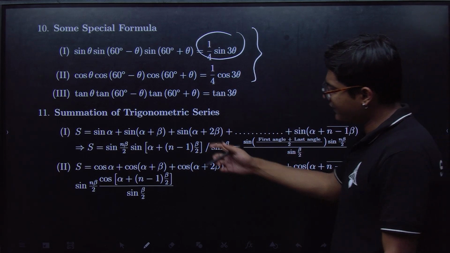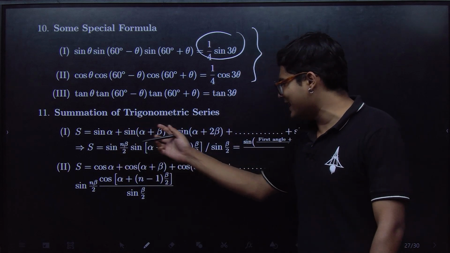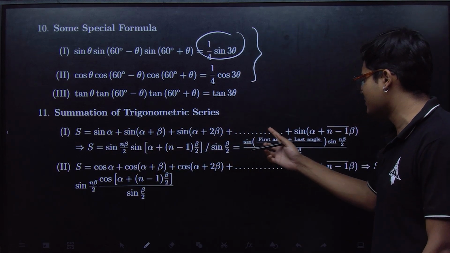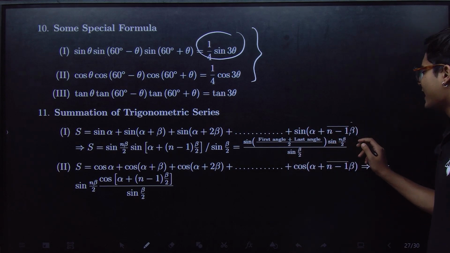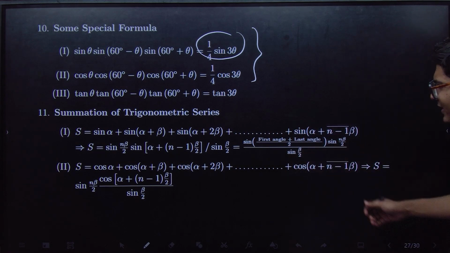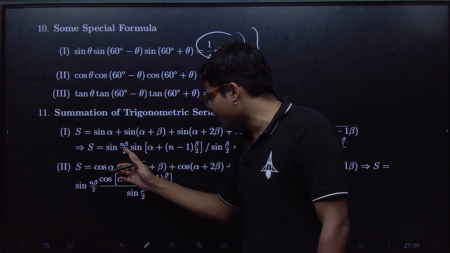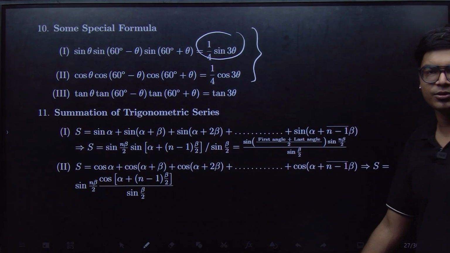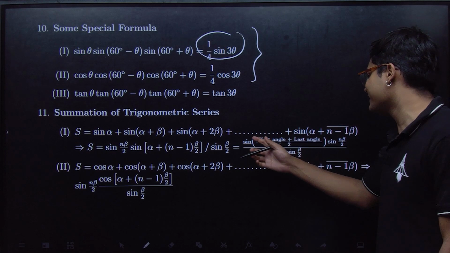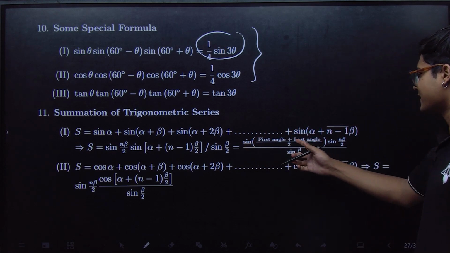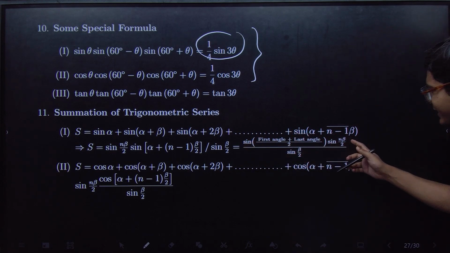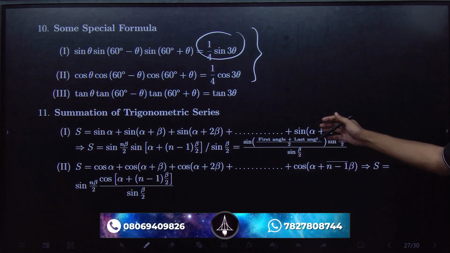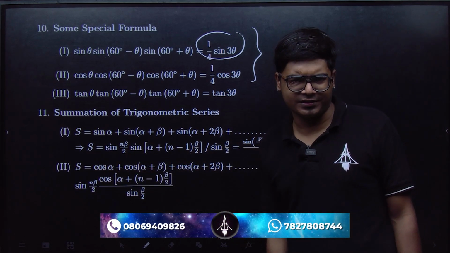Summation of trigonometric series. If you have your arguments, or the angles, in an AP, for example, you have sin alpha plus sin alpha plus beta plus sin alpha plus 2 beta, and so on, all the way till alpha plus n minus 1 times beta, then this sum can be written as sin n beta by 2, sin of alpha plus n minus 1 beta by 2, divided by sin beta by 2. Or if you want to simply remember it, it's nothing but sin of the first angle plus last angle by 2, times sin n beta by 2, where beta is the common difference, divided by sin beta by 2. Similarly, you can find an equation for cos.